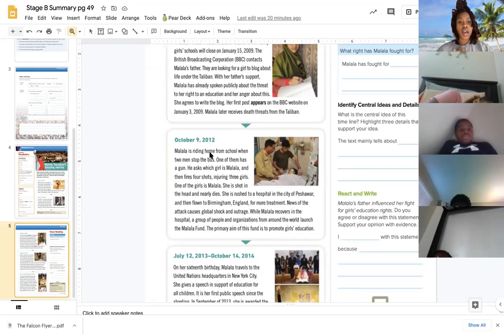So let's read October 9th. Quentin, read October 9th, 2012.